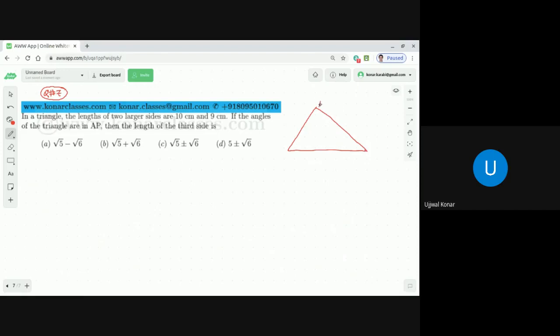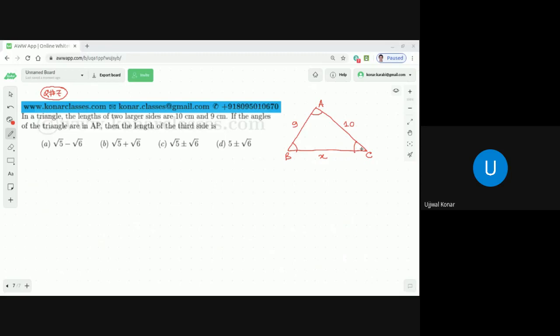So if ABC is the triangle, we get AB. Suppose we take this is equal to 10, and this is equal to 9, and this we do not know. Let's assume this is equal to x, that is, opposite to this angle is x, and these three angles are in arithmetic progression. This A, B, C are in arithmetic progression.